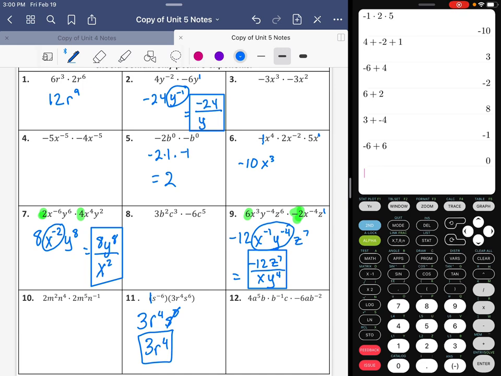Let me look at 12 a minute. 12 does kind of have a lot going on, because it has this like B times B business. But I want you guys to try it, and we'll talk about it in class.